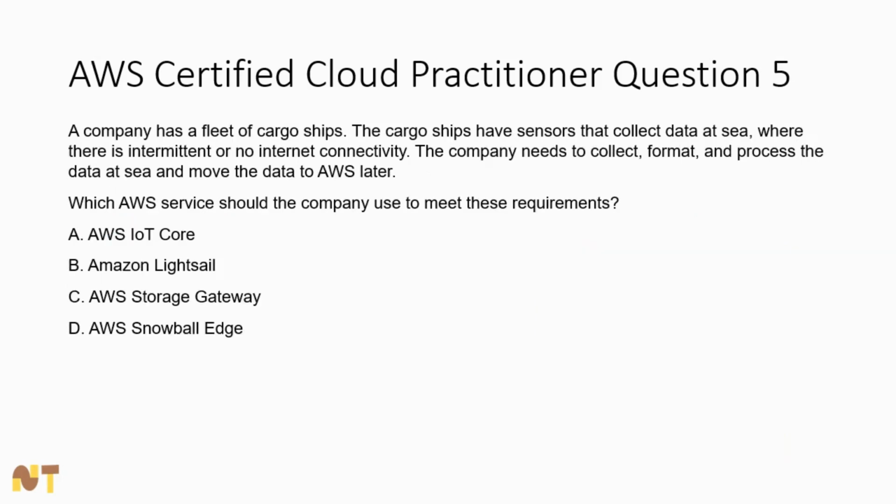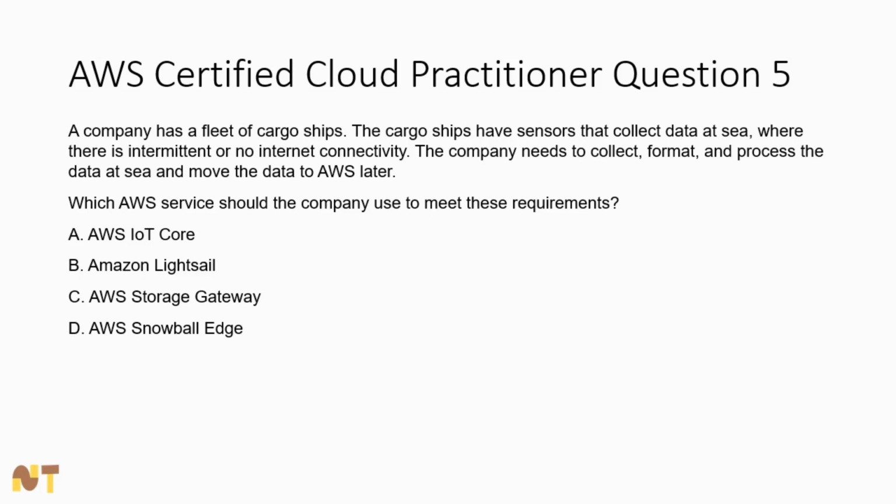A company has a fleet of cargo ships. The cargo ships have sensors that collect data at sea where there is intermittent or no internet connectivity. The company needs to collect, format, and process the data at sea and move the data to AWS later. Which AWS service should the company use to meet these requirements? Options are A. IoT Core, B. Amazon Lightsail, C. AWS Storage Gateway, and D.